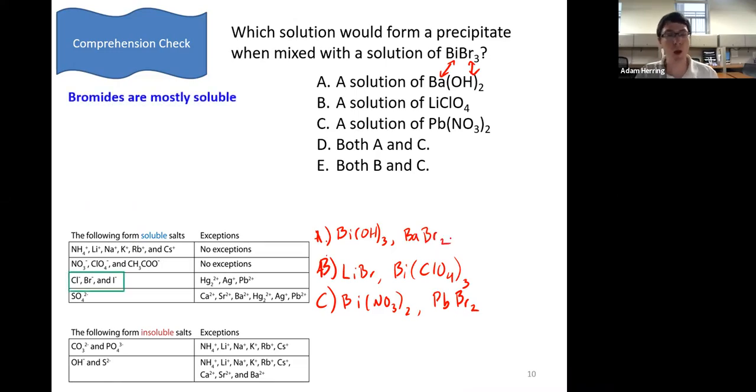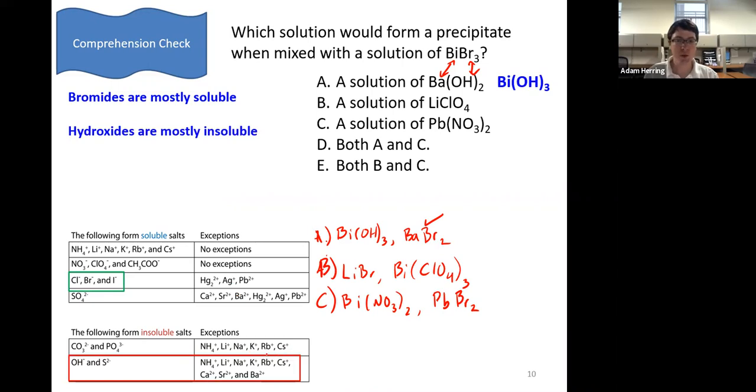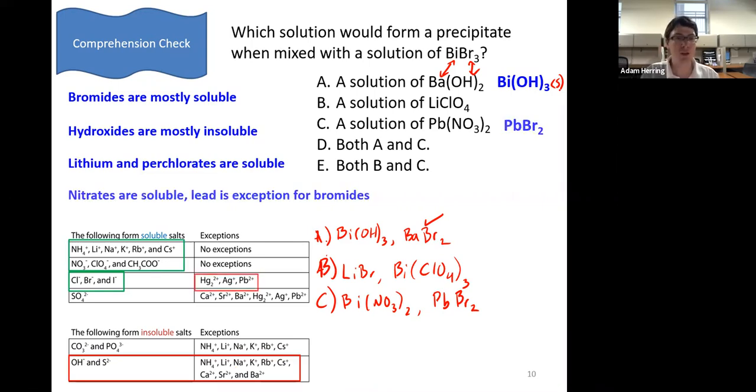So for the first one, bromides are mostly soluble. Notice here the only exceptions are silver, mercury, and lead. So barium bromide will be soluble. However, hydroxides are mostly insoluble. The exceptions to that do not include bismuth. So bismuth hydroxide is going to be a solid. For the second solution, all lithium solutions are soluble. All perchlorate solutions are soluble. For the last solution, nitrates are always soluble. However, lead is one of the exceptions for bromides. Therefore, lead bromide is going to also form a solid.